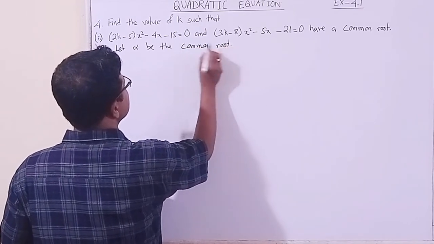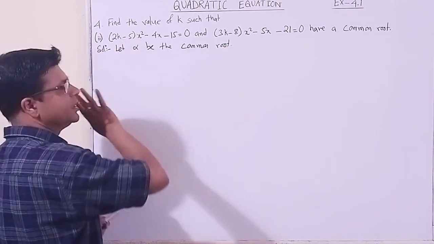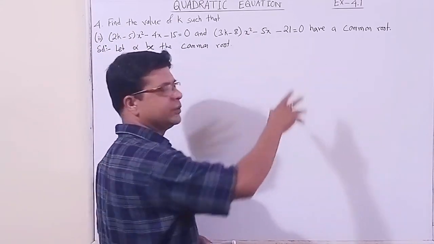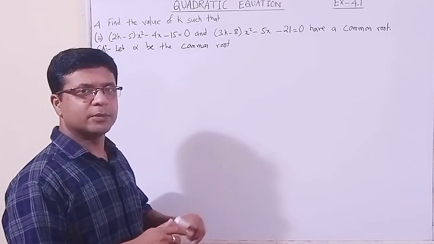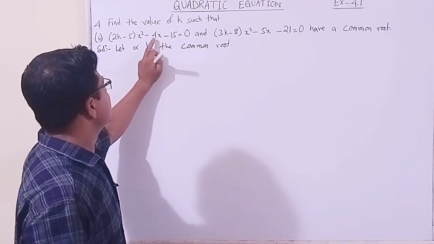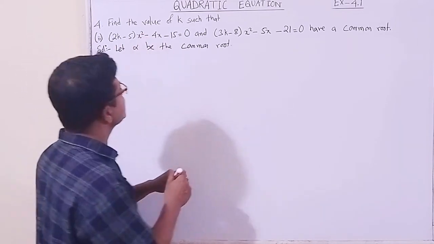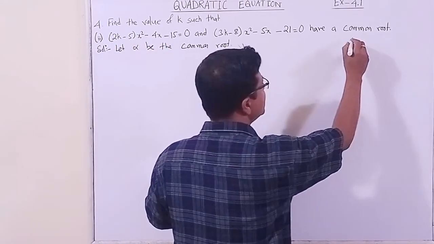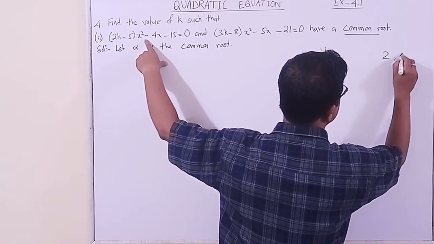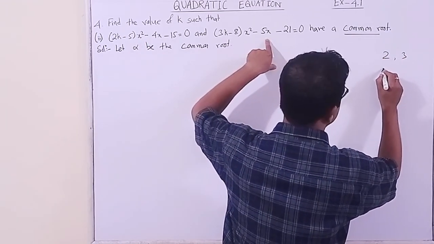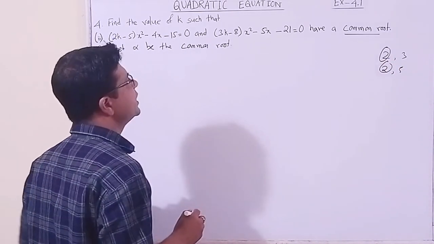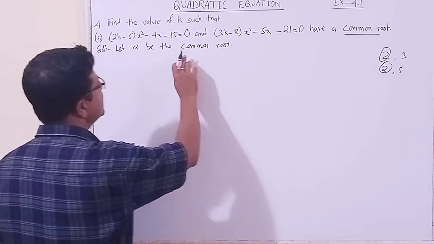That means this is a quadratic equation, it has two roots. This is another quadratic equation, it has another two roots, but one root is common. Suppose one root is 2. Some of you may have a doubt, what is this common root? Suppose this equation has roots 2 and 3, and the other has roots 2 and 5. This 2 is common. That is what is said here. So let alpha be the common root.